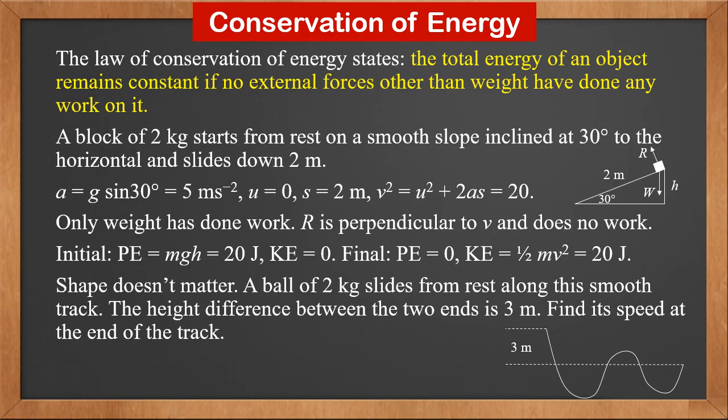Similar to the previous case, only weight has done work to the ball. The track is smooth, so there's no friction. And normal reaction is always perpendicular to the velocity, so it has done no work. Therefore, the initial energy is equal to the final energy. Initial energy is only PE, which is mgh. Final energy is only KE, which is half mv squared. Therefore, v is root 2gh, which is root 60, or 7.75 meters per second.